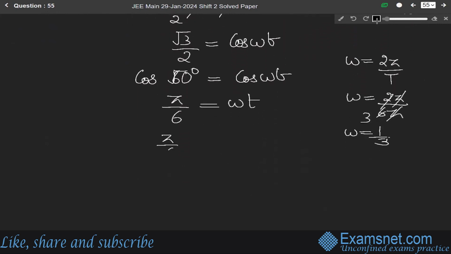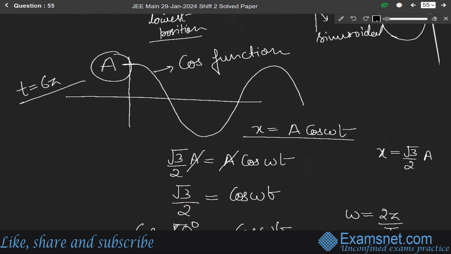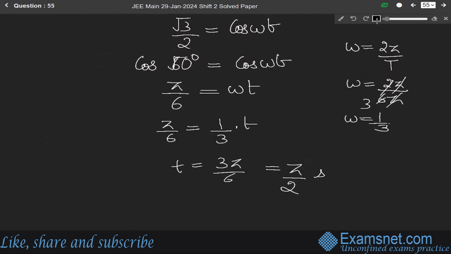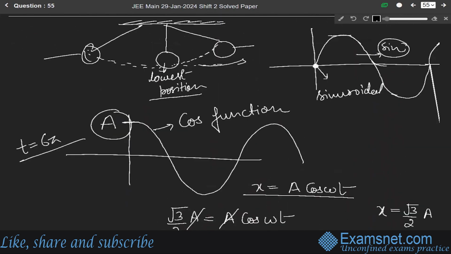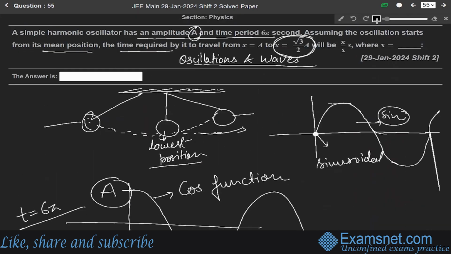So pi by 6 is equal to 1 over 3 into t. So t will be equal to 3 pi by 6, which means pi by 2. So the time required is pi by 2 seconds. So the value of x here is 2.